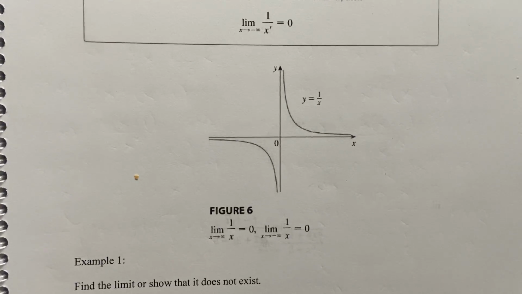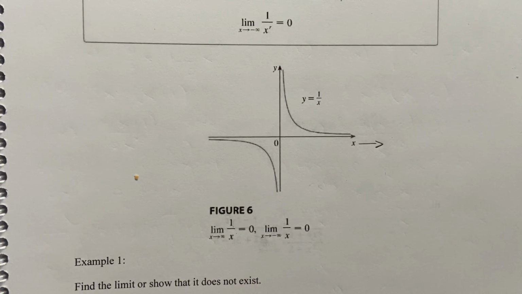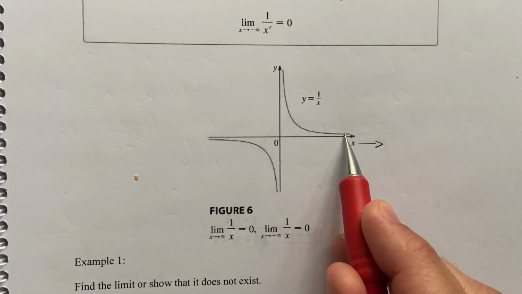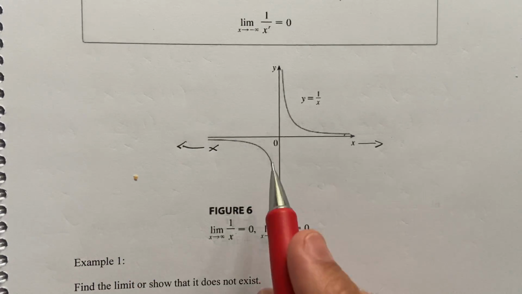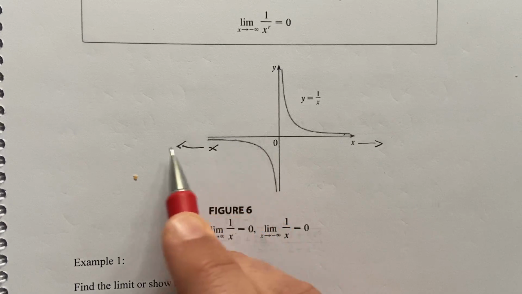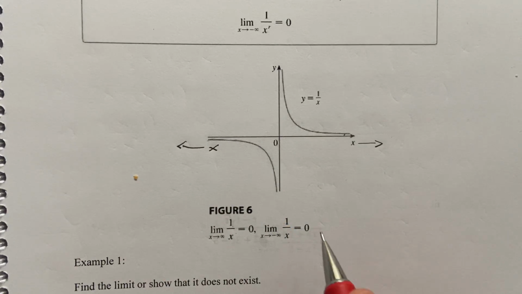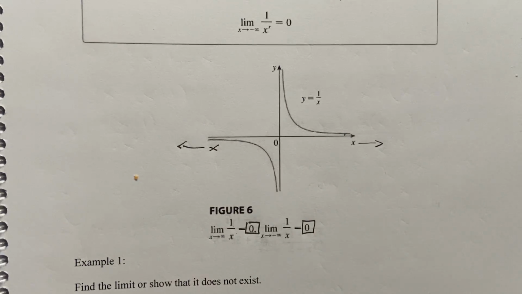Here's a particular case. So if you have 1 over x to the first power, as x approaches infinity, as x is getting very, very large this way, then you can see the output value of the function is approaching 0. As x gets very, very large negatively, then you can see the outputs also approach 0 as x is going that direction. So you would have the limits literally be 0 for this function as x approaches positive and negative infinity.